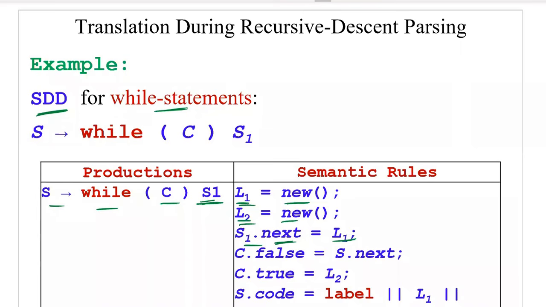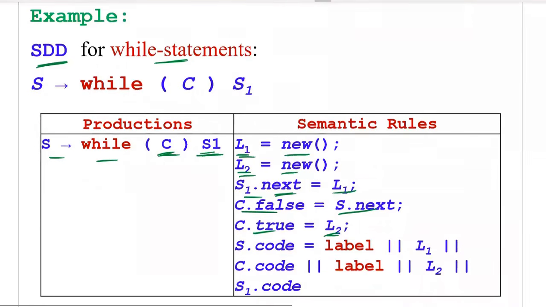We are storing in this new function. Then C dot false: if the condition is false, it calls S dot next. If the condition is true, it calls L2, the new method. Then S dot code, the left hand side head of the production, equal to label L1, then by calling C dot code, then label L2, the synthesized attribute S1 dot code.